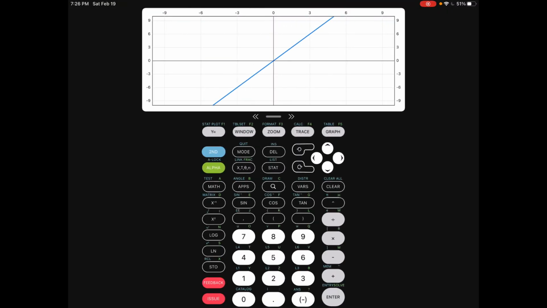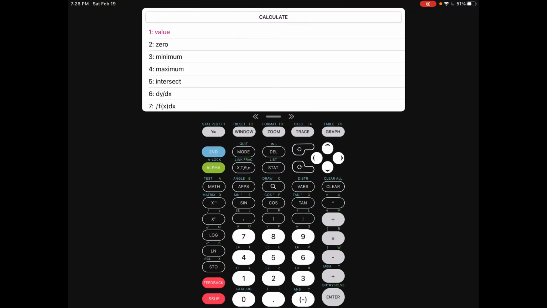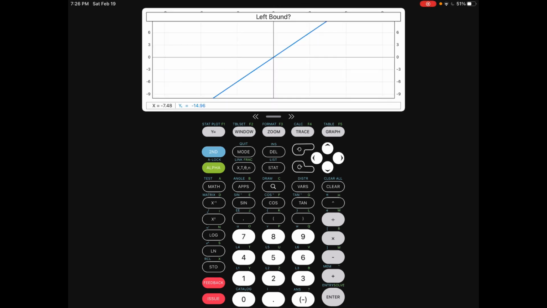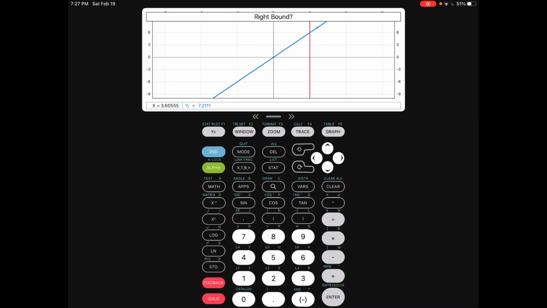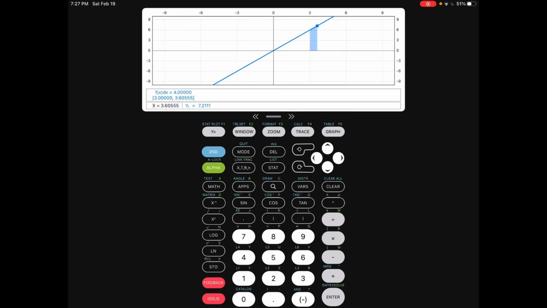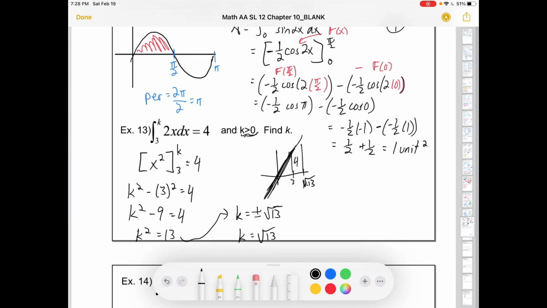There's the graph of 2x. I can go ahead and find this integral from 3 to root 13. So I'm going to type in root 13. And hopefully it's going to tell me that it's 4. And it does. It does tell me it's 4. So apparently this really does work if this value is root 13.